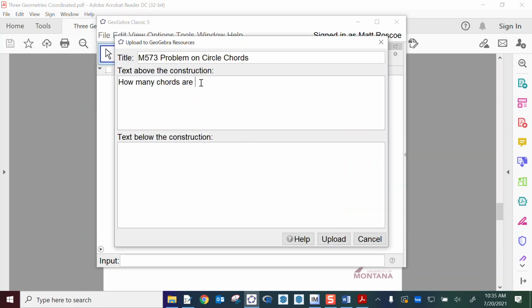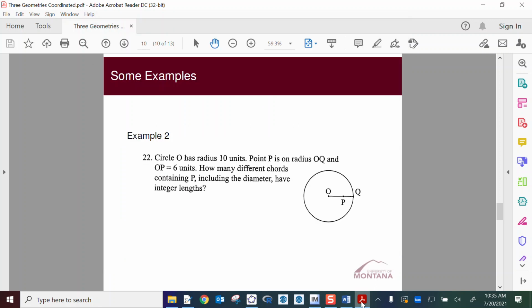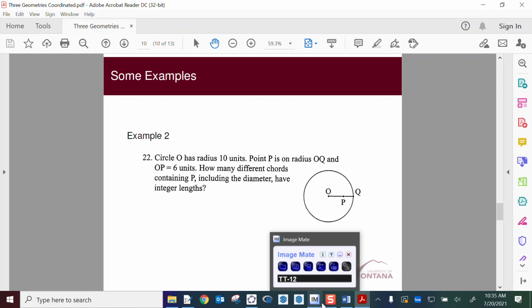And the question is, how many chords of integer length pass through P? I think that was the way it was put in the... How many different chords containing P, including the diameter, have integer lengths? Maybe we should just write that. How many different chords containing P, including the diameter, have integer lengths?